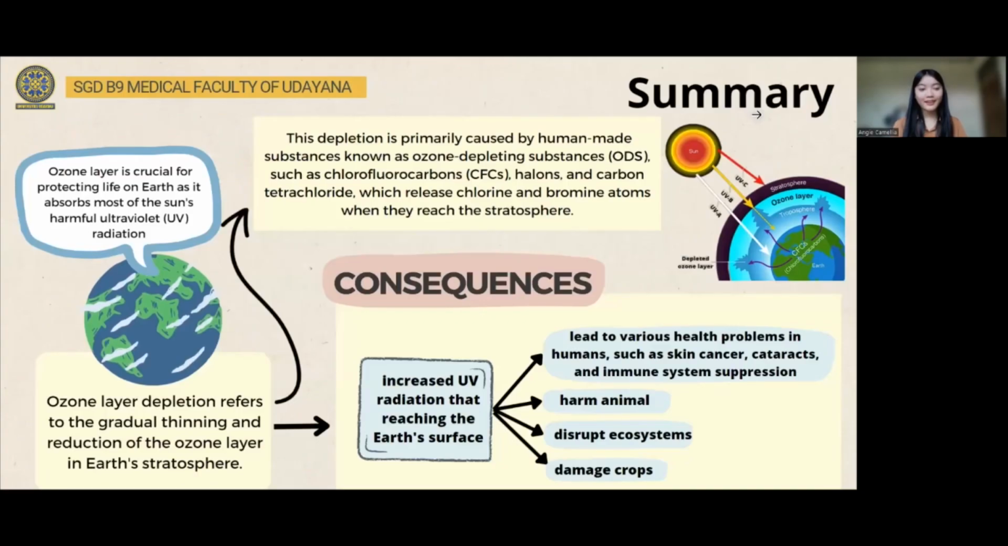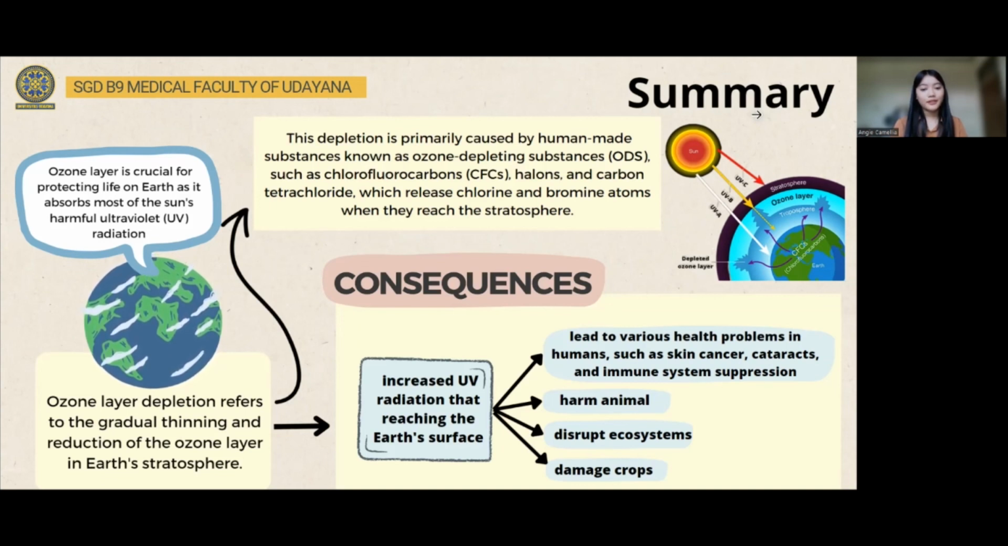Hi, I'm Angie Camelia with student ID 2002511047. In the conclusion of this topic, the ozone layer is crucial for protecting life on Earth as it absorbs most of the sun's harmful UV. And ozone layer depletion refers to the gradual thinning and reduction of the ozone layer in Earth's stratosphere. This depletion is primarily caused by human-made substances known as ODS, such as CFCs, halogens, and other compounds which release chlorine and bromine atoms when they reach the stratosphere.